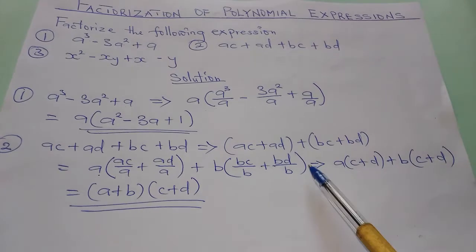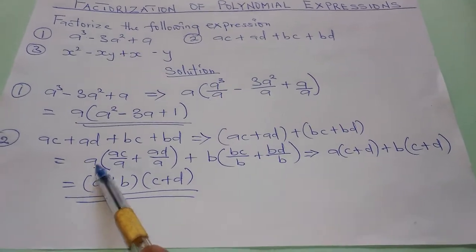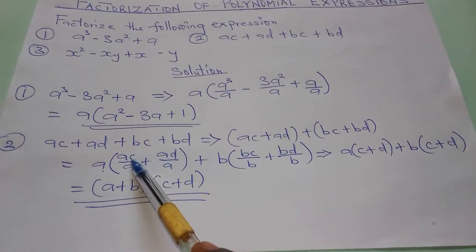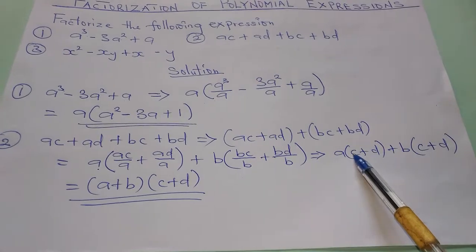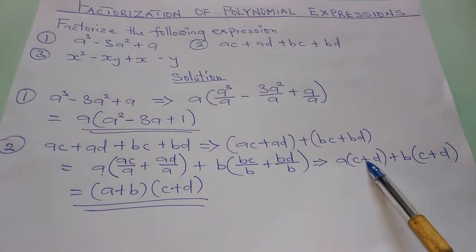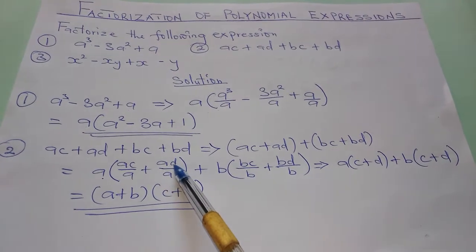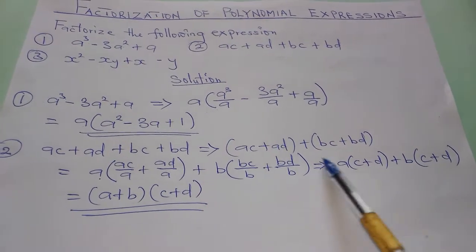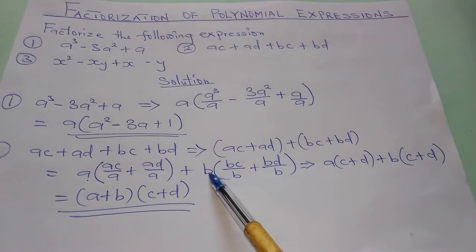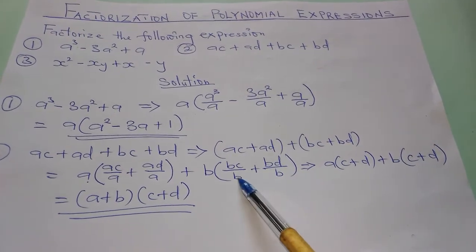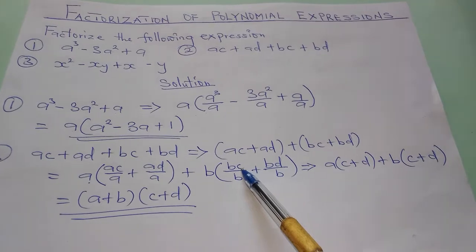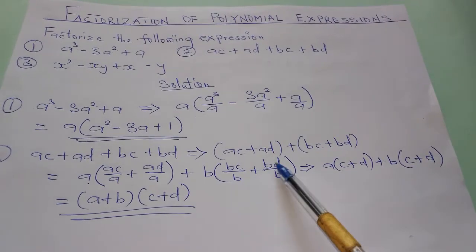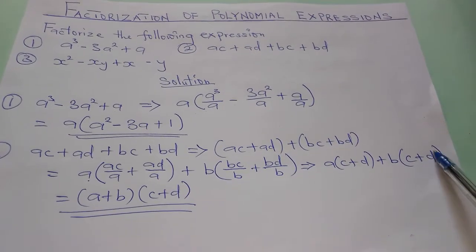Alright, so now here we are going to have, bring this your common factor here. Now A cancels A here, we are left with C. So bring the C down here. Take this your plus down here. A cancels A here, we are left with D. So bring it down here and close the bracket. Now take this plus down here. Take this common factor down here. B cancels B here. We are left with C. So take it down here. Bring plus here. B cancels B. We are left with D. Take it down here. Close the bracket.